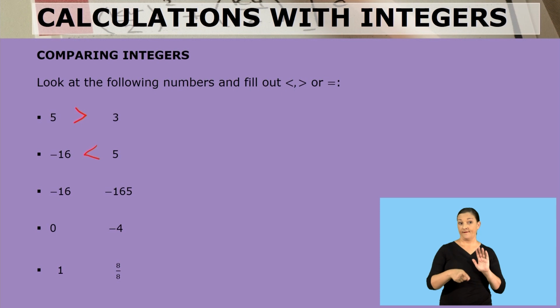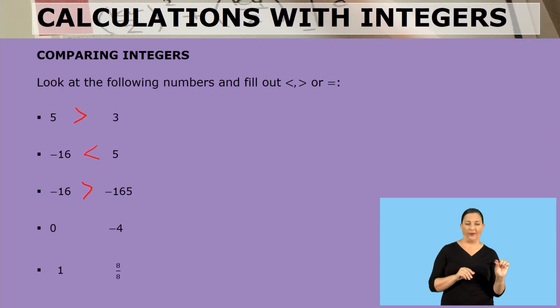Then we look at the next set of numbers. We have a negative 16 with a negative 165. Which one is on the left and which one is on the right? That's how you're going to see which one is smaller and which one is bigger. Yes, this means that negative 16 is actually bigger or greater than negative 165.